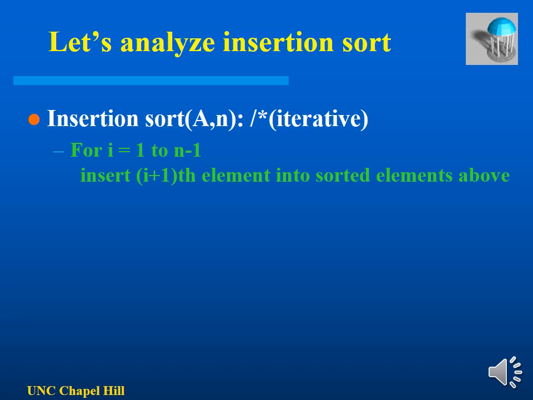Then the ith element needs to be inserted in the first i minus 1. And so we play exactly the same game. We compare it to the i minus 1th, and if necessary, swap, and continue that until the element to be inserted is greater than or equal to the element being compared, in which case we can stop the process for this iteration.